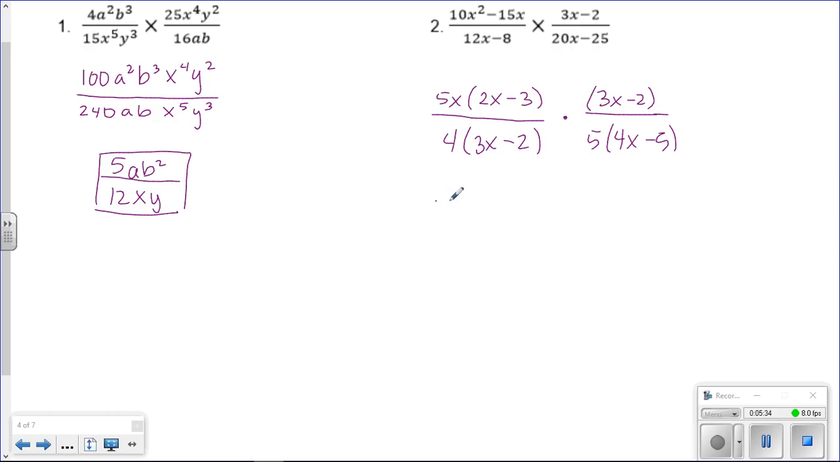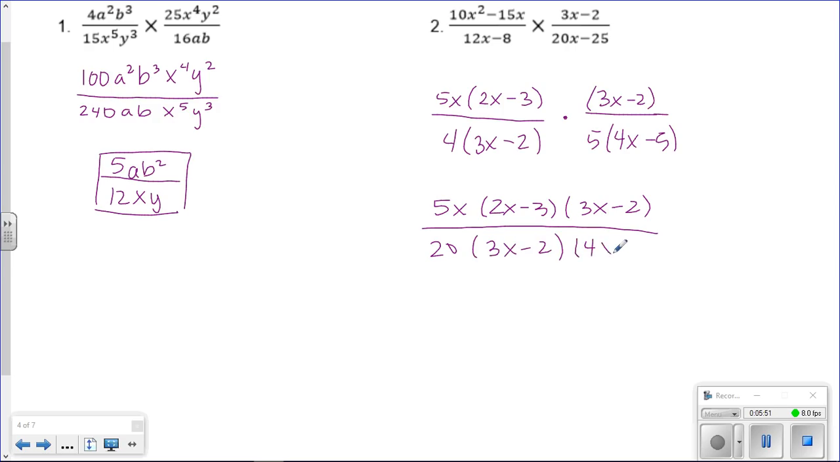So I've got 5x times 2x minus 3 times 3x minus 2 over, I've got 4 and 5, so I can multiply those together to give me 20. And then I have 3x minus 2 and 4x minus 5. All right, so now that I have multiplied everything across, I'm going to simplify by dividing out all the common factors. Basically, what will cancel? What do they have in common?